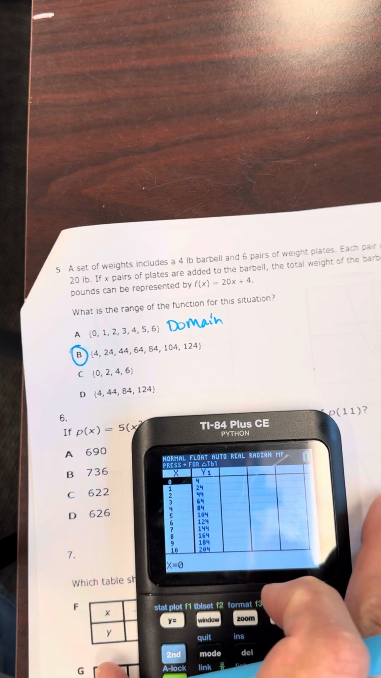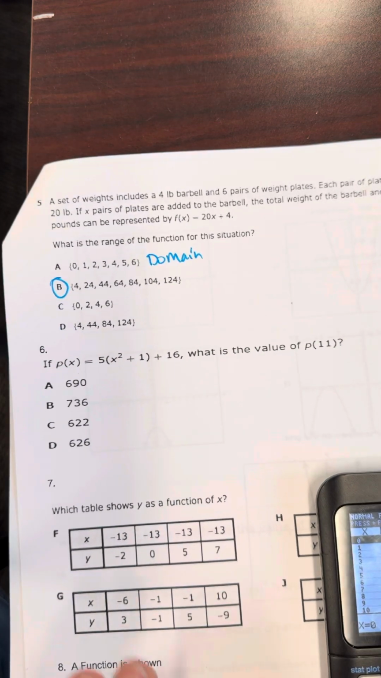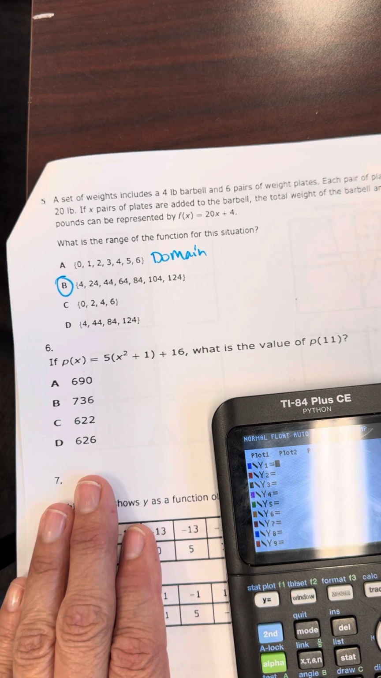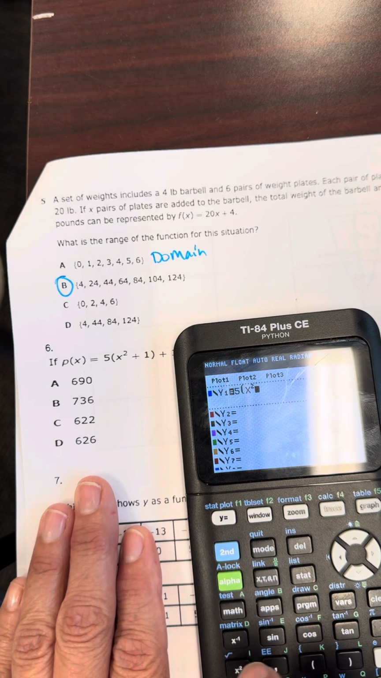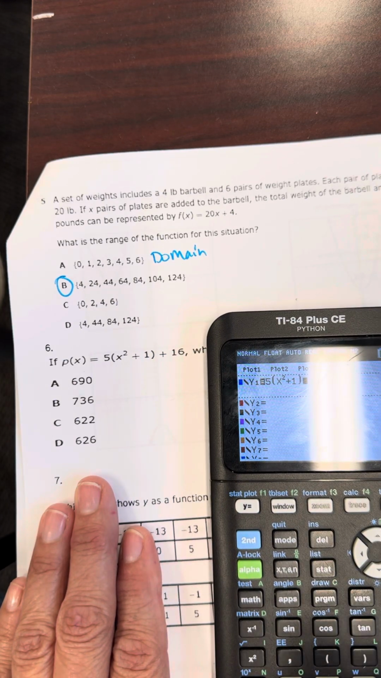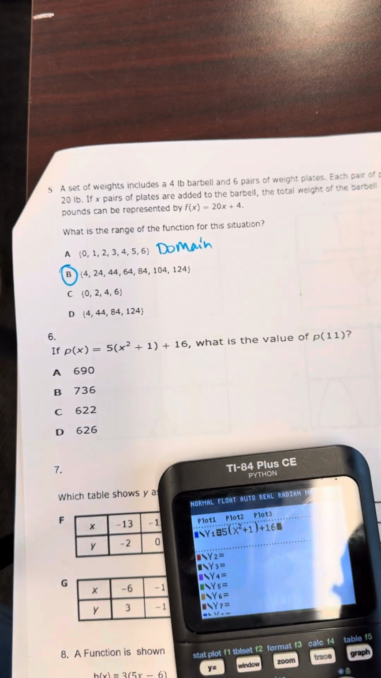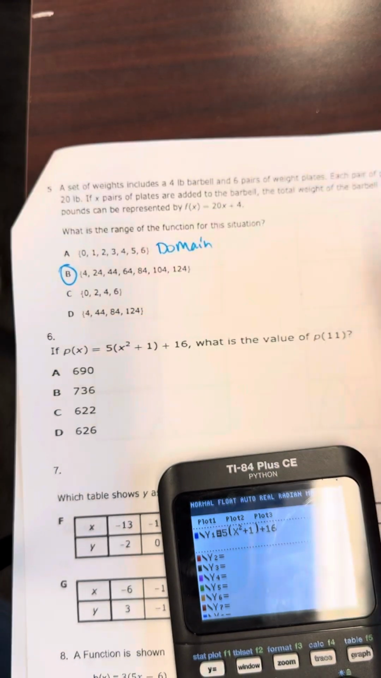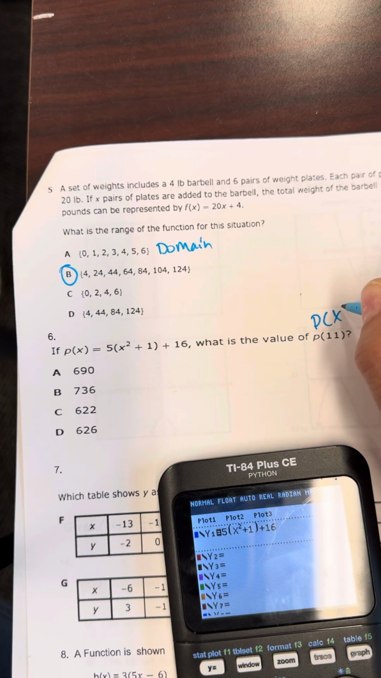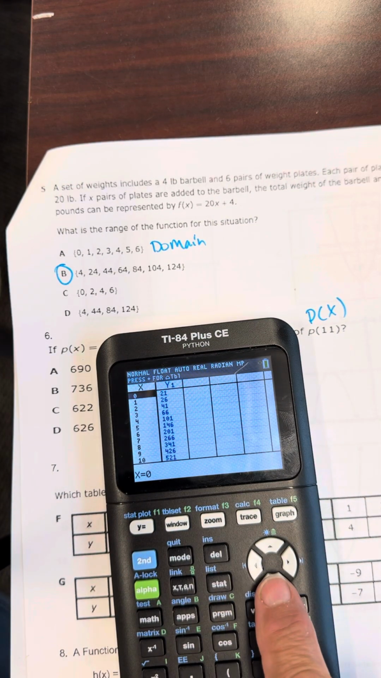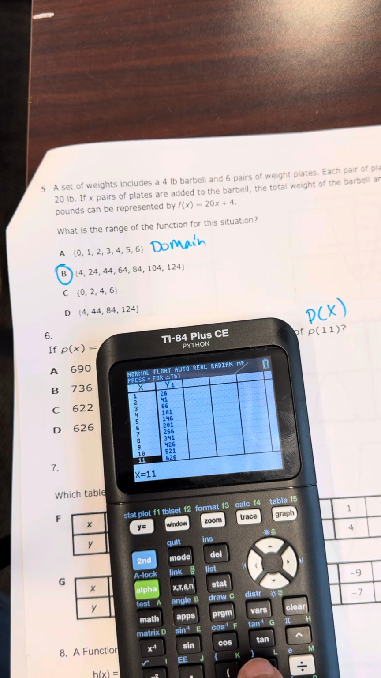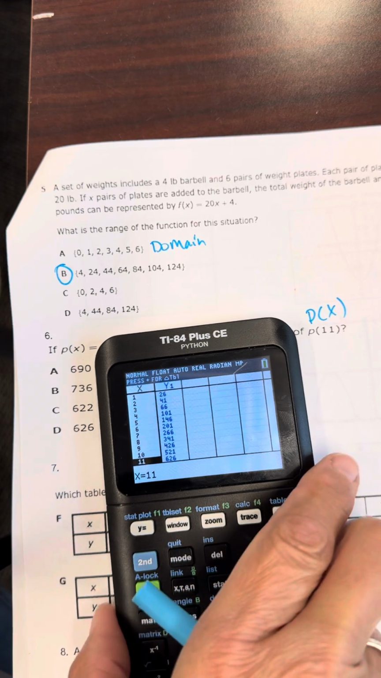And so if nothing shows up, you know you wrote your equation down incorrectly. Number 6, y equals 5, open parentheses, x squared plus 1, close them, and then plus 16. Anytime you have to put a number in for the equation, so if you have p of x and they give you p of 11, then you're going to put 11 in for x. So second table, I'm going to look for 11, and 11 is 626.